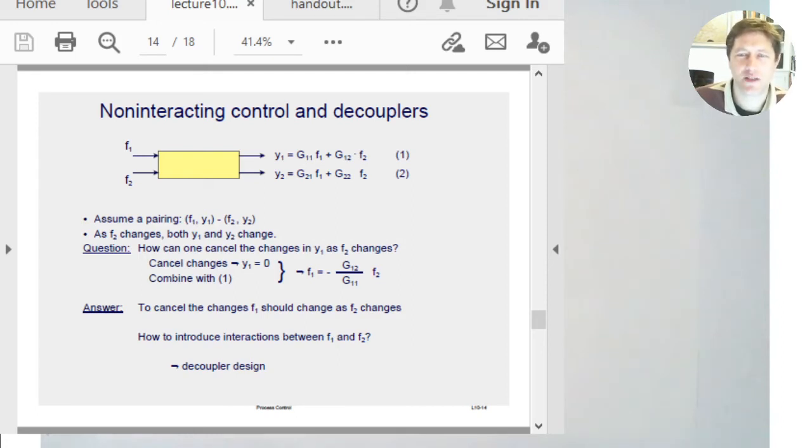Okay, so non-interacting control and decouplers. Here we've got a two input, two output system. F1 and F2 are our inputs, and Y1 and Y2 are the outputs. And we've written down the equations that we know already. So let's assume pairings F1, Y1, F2, Y2. Now, the trouble is, for example, as F2 changes, both Y1 and Y2 change. And we don't want that to happen.